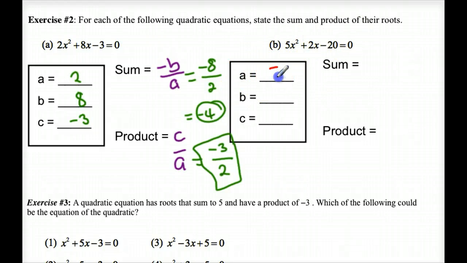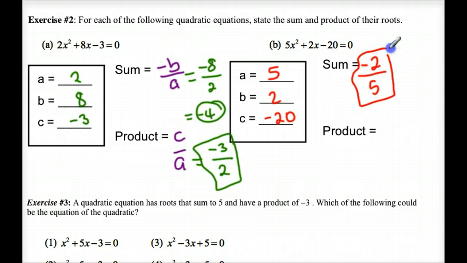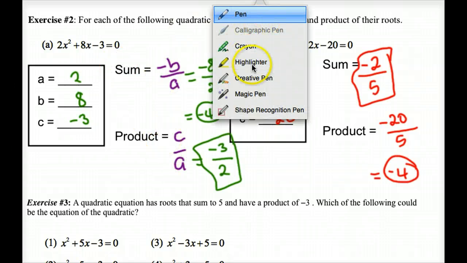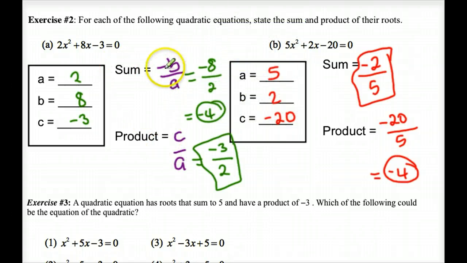My A is 5, my B is 2, and my C is negative 20. So the sum is minus B over A. That cannot be simplified. And my product is C, which is negative 20, over 5, which simplifies to negative 4. And that's it. That's your product, that's your sum. So what you need to remember are these formulas that I'm highlighting right here.